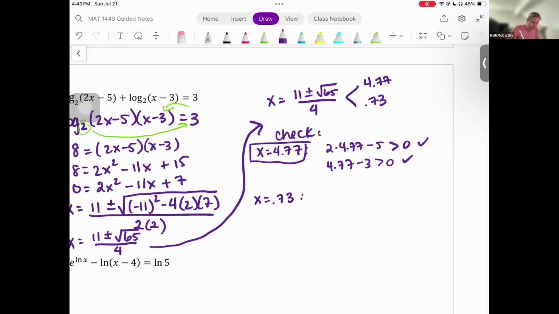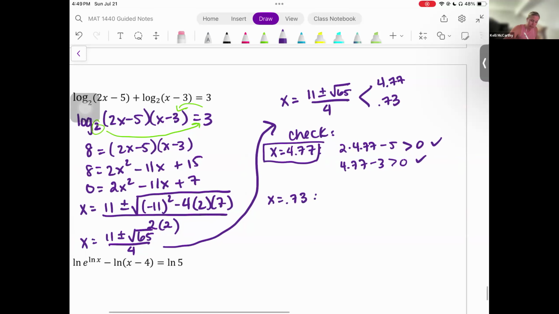We'll check the next solution, x equals 0.73. 2 times 0.73 minus 5, greater than 0? I don't think that's going to be greater than 0. 0.73 is pretty close to 0.75, and 2 times 0.75 is 1.5. So that's not going to be positive.